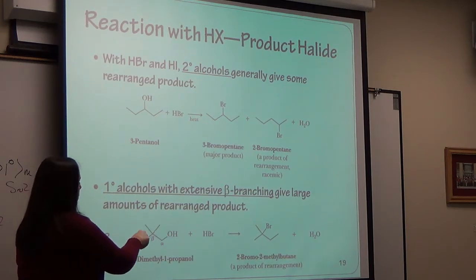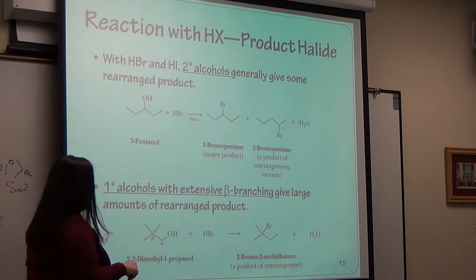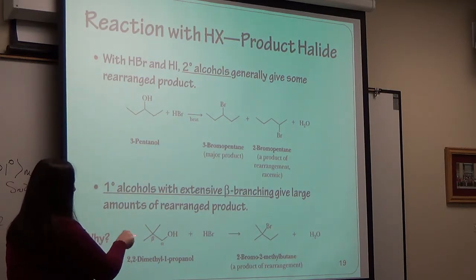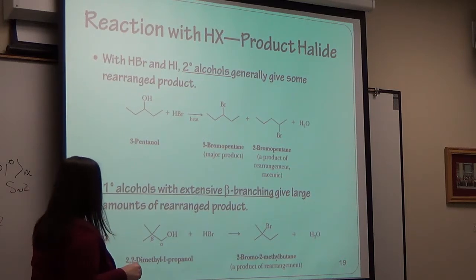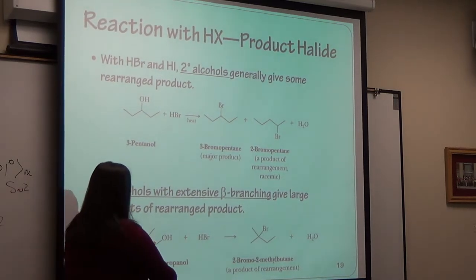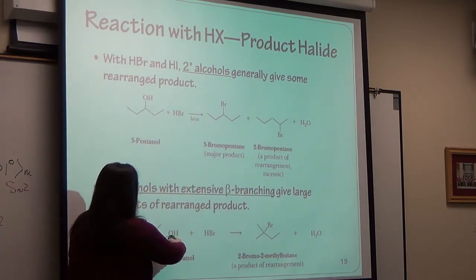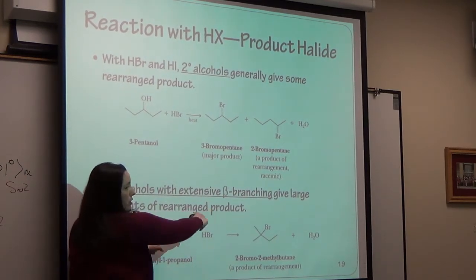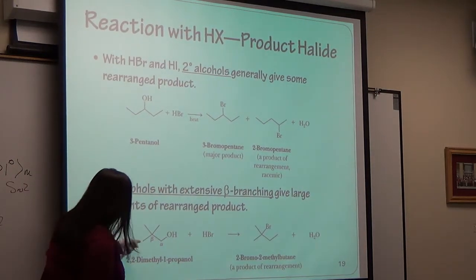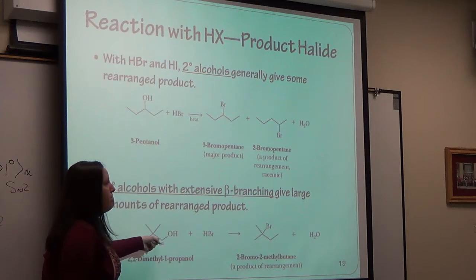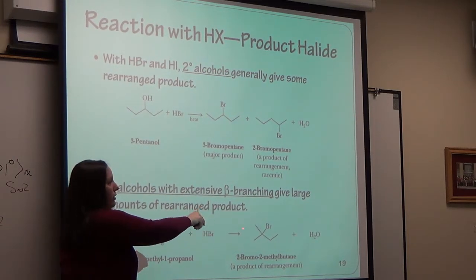However, when there's beta branching, remember that from last time, it's going to be hard to attack from the backside. That's the kind of attack that happens: the nucleophile attacks from the opposite side as the leaving group, because they're both negatively charged and will repulse each other. So it's harder to attack here. And that's why we see this as a product.